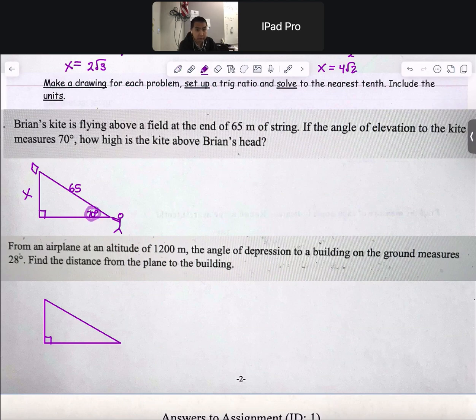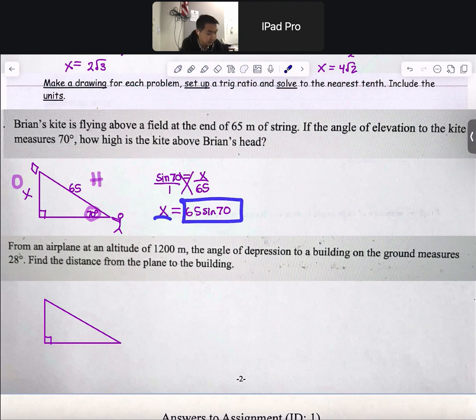From the perspective of that angle, this is the opposite side and this is the hypotenuse. We're going to be using sine. So sine of 70 equals opposite over hypotenuse. Put this over 1 and cross multiply. x times 1 is x. 65 times sine 70 is 65 sine 70. And because x is already isolated, perfect. This is what we need to put into our Desmos.